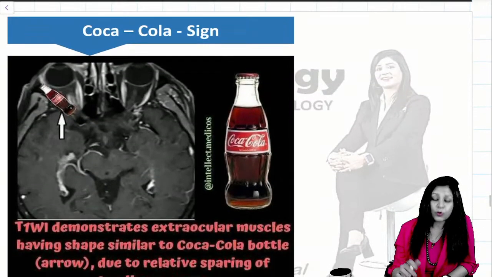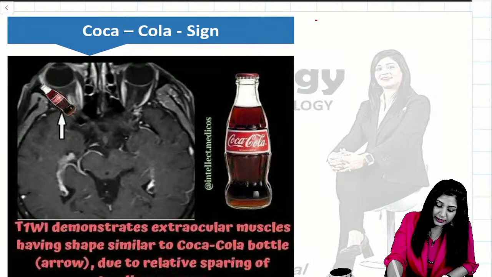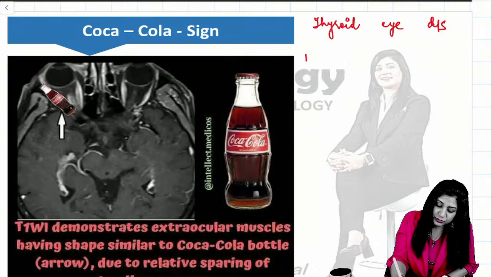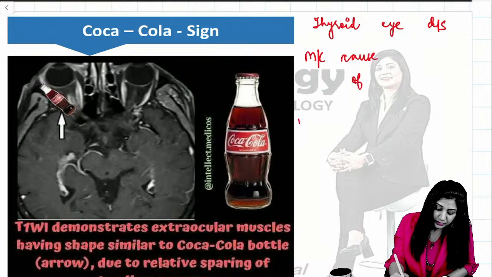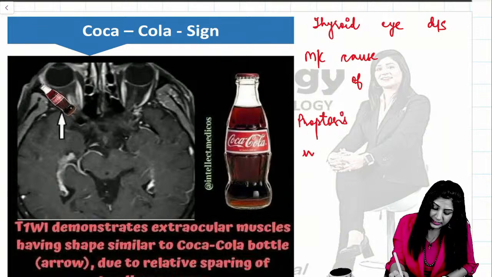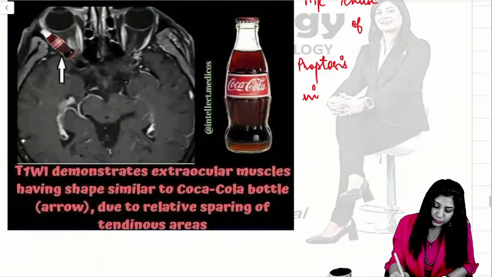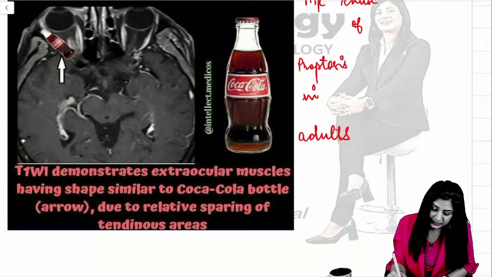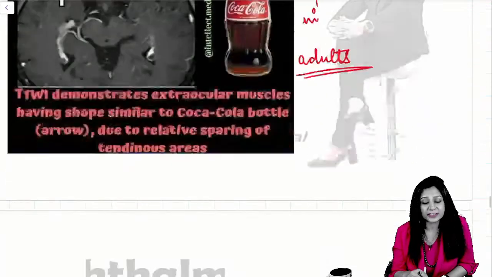Very, very important: Coca-Cola bottle sign. This is found in thyroid eye disease. Thyroid eye disease is actually the most common cause of proptosis in adults. Most common cause of proptosis in adults is thyroid eye disease.